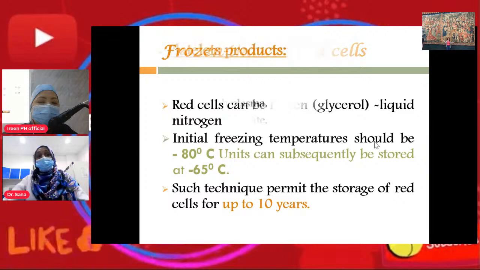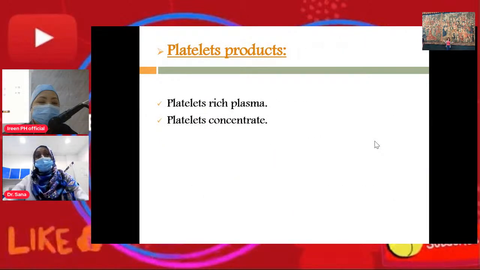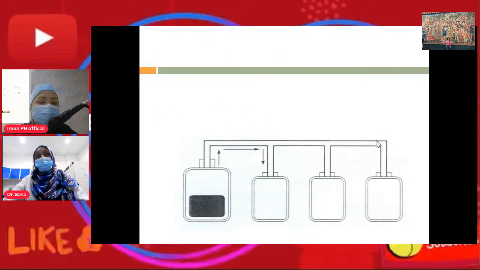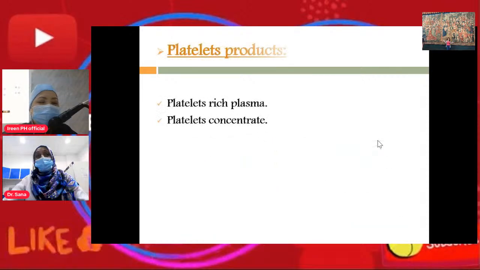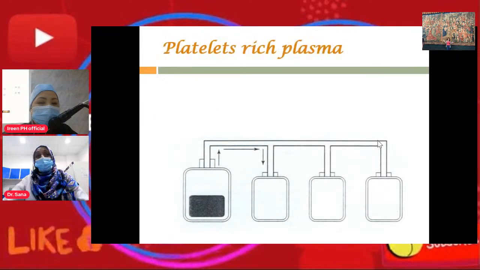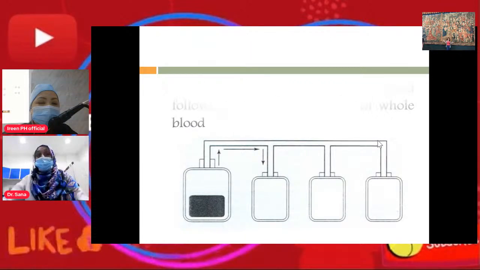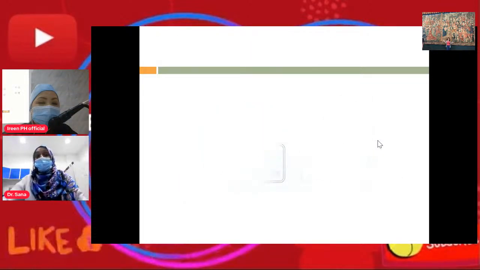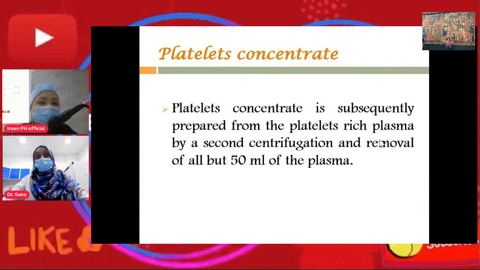Platelet product is divided into two parts. Platelet-rich plasma is obtained following gentle centrifugation of whole blood. Platelet concentrate is fresh platelet. After another centrifugation, this gives us the platelet concentrate, more concentrated.